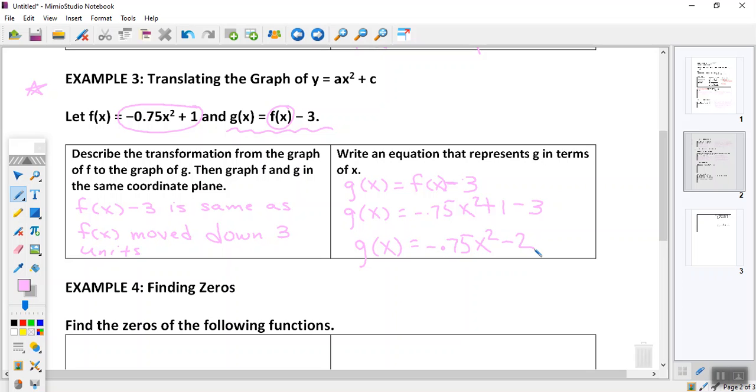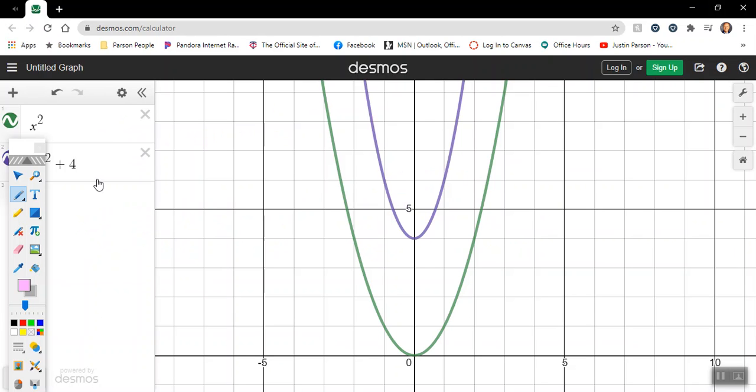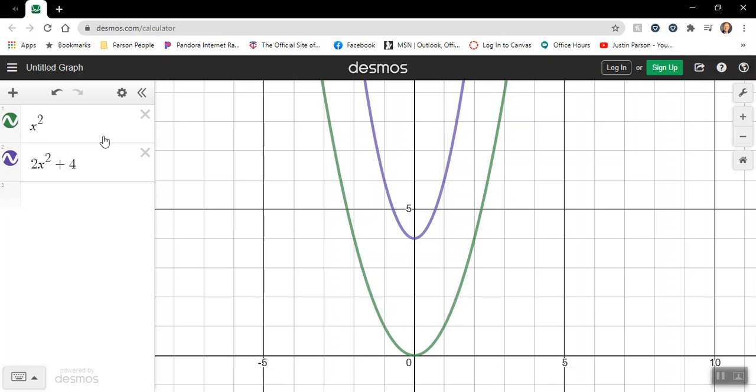And let's just check, okay? Let's just see what's going on here. They told you guys that f of x was what function again? Okay, so let me go ahead and punch that in here. Negative 0.75.